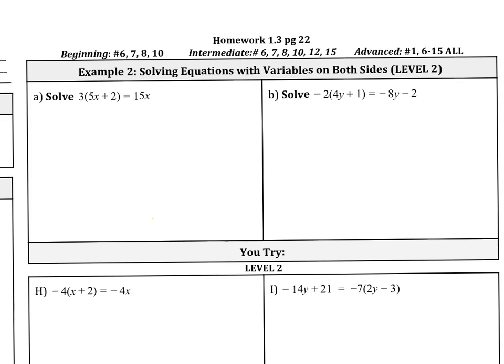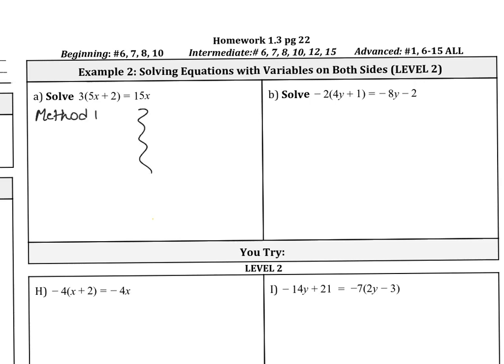Chapter 1.3, Solving equations with variables on both sides. Example number 2. Solve 3(5x + 2) = 15x. We can solve this particular equation with two methods. Method number 1, where we are going to apply the distribution property.